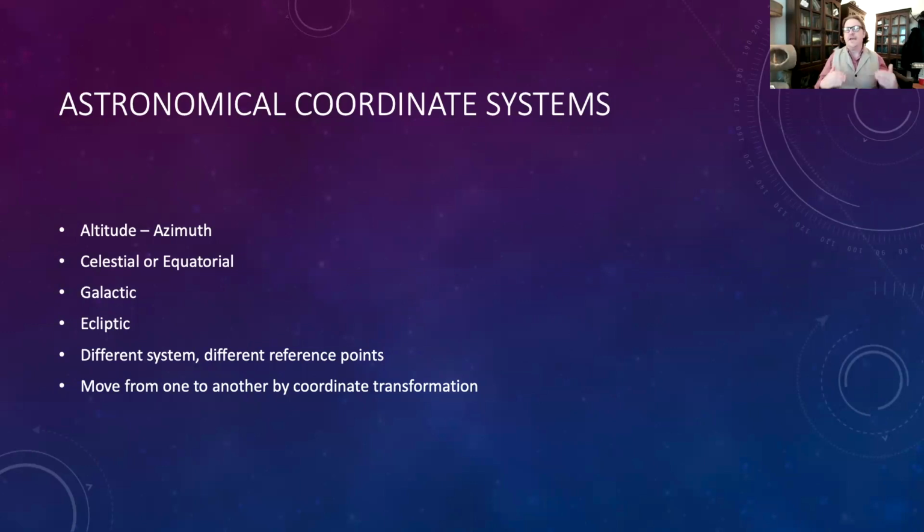Ecliptic, again, the plane, the latitude of that system, is defined by the ecliptic, or rather the Earth's path around the sun. That plane sets the 0 point for ecliptic latitude. If you go up, that's positive latitude all the way up to 90. If you go down, that's negative latitude all the way down to 90.